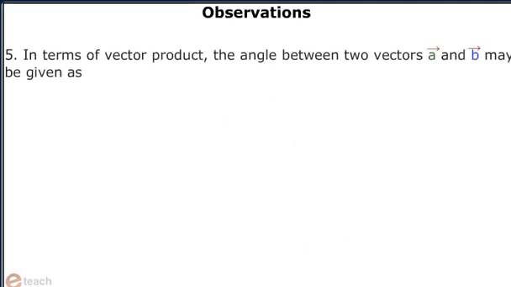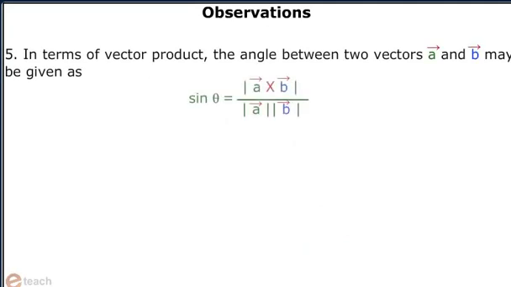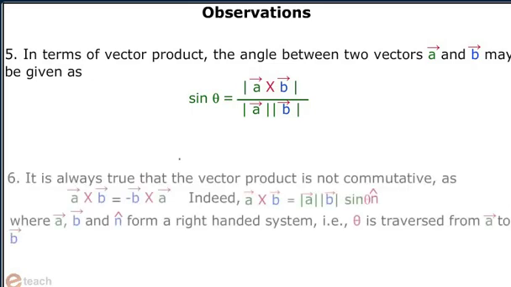Observation 5. In terms of the vector product, the angle between two vectors a and b may be given as sine theta equals mod of a vector cross b vector whole divided by mod of a vector into mod of b vector.